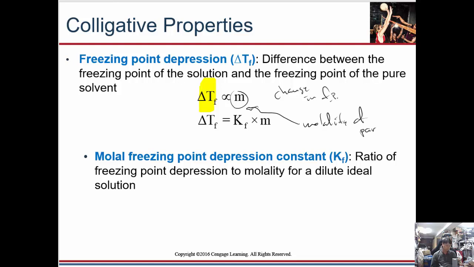Let's see where that goes. And this is the freezing point depression constant, Kf, and that depends on the solvent. For water, it's roughly 1.86 degrees per mole. And for boiling point, we have another one.